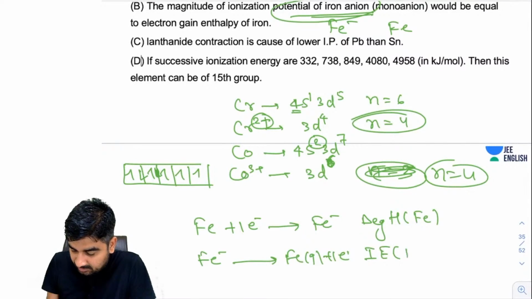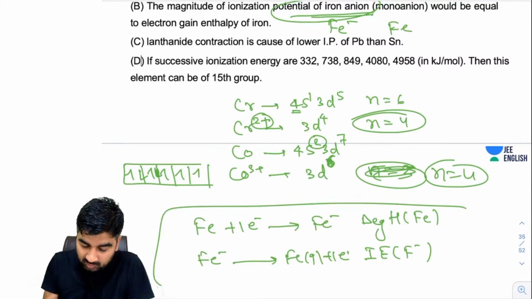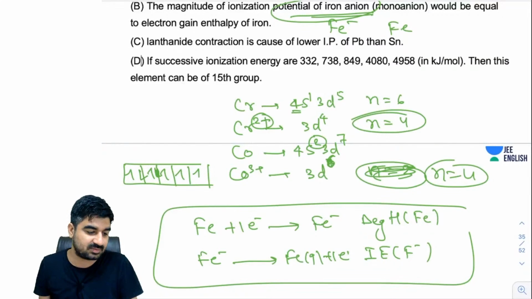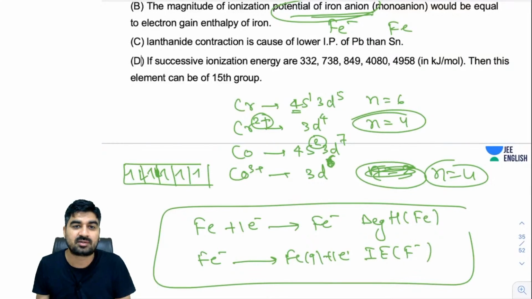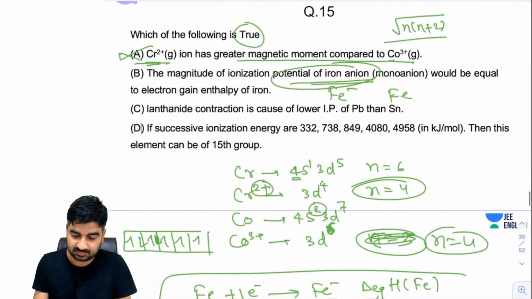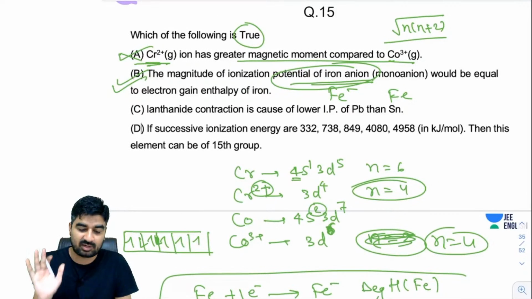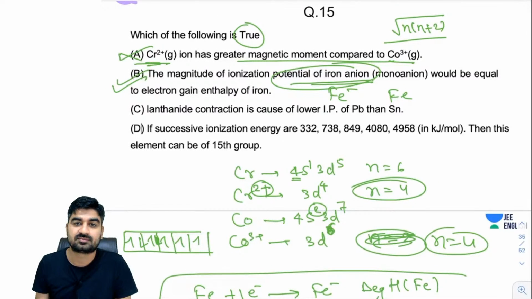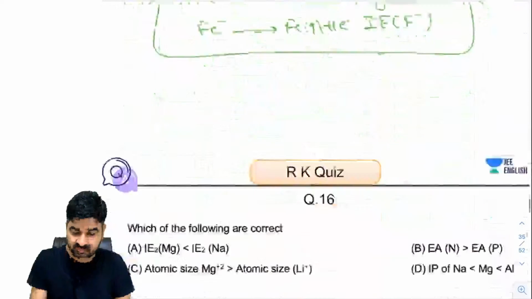This is the ionization energy of F minus, and you know the magnitude will be the same, just the sign will be opposite. I hope you got it. So what will be the answer? B. Now you don't have to solve anything. So let's move to the next point.